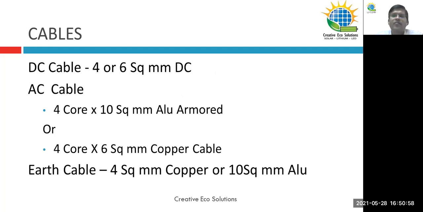So yes, for the strings, a DC, we'll be requiring either a 4 square mm or a 6 square mm DC cable based on the distance. If the distance from the solar panels to the inverter is high, or let's say if it's beyond 15 meters or 20 meters, then I would recommend going for a 6 square mm DC cable. If it's less than 15 meters, you can go for a 4 square mm DC cable.